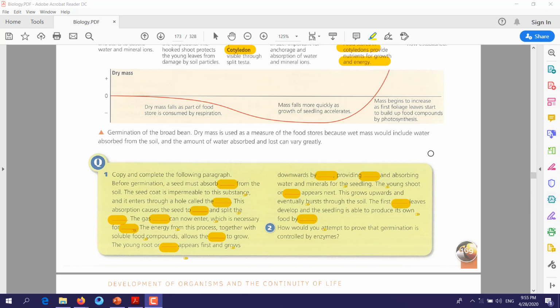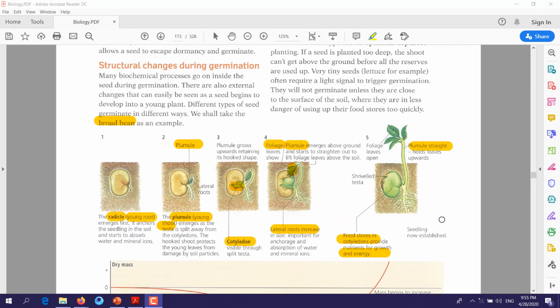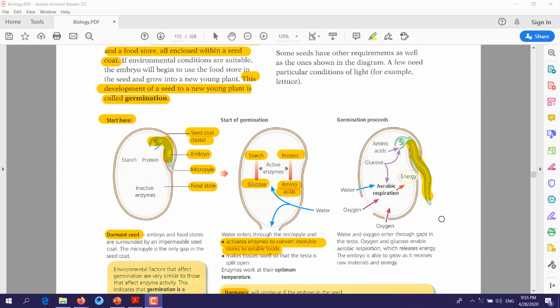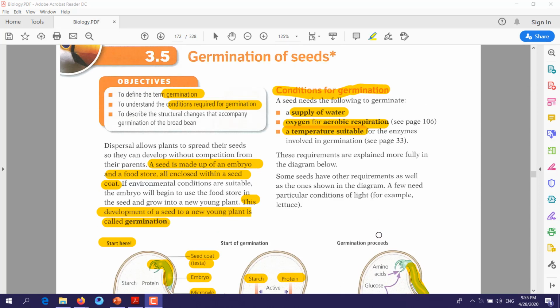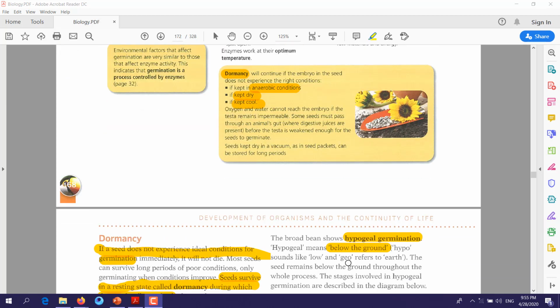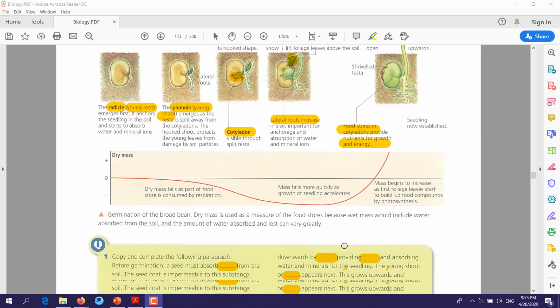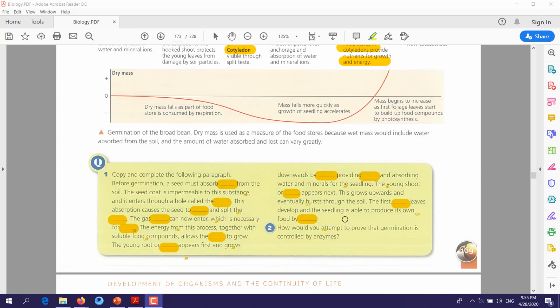Hello everyone. Today in this lesson we will try to solve the questions that are related to reproduction in plants. Firstly, we will start solving the questions of 3.5 germination of seeds. These questions were your task. You did it at home. So let's work together and solve them together.